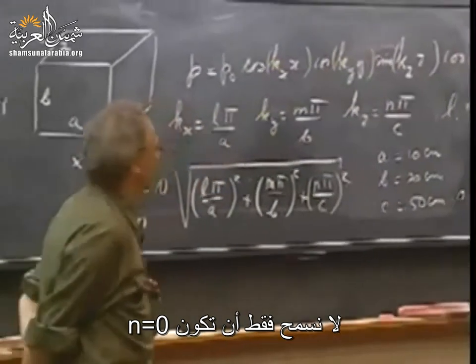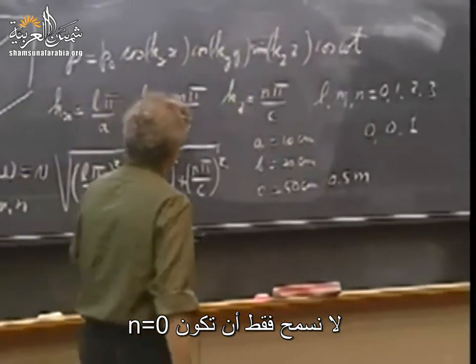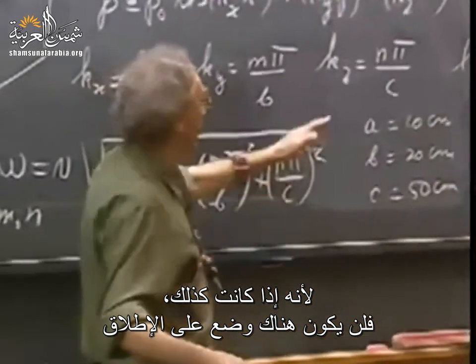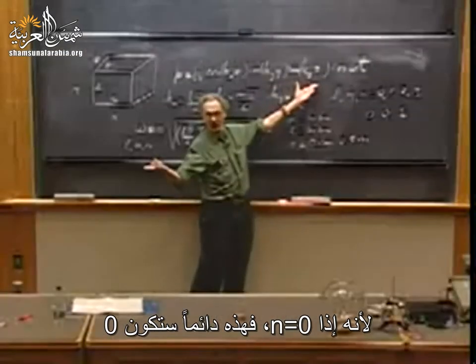The only thing that you cannot allow is n to be 0. Because if now you make n 0, then no mode could exist. Because if n is 0, then this would always be 0.